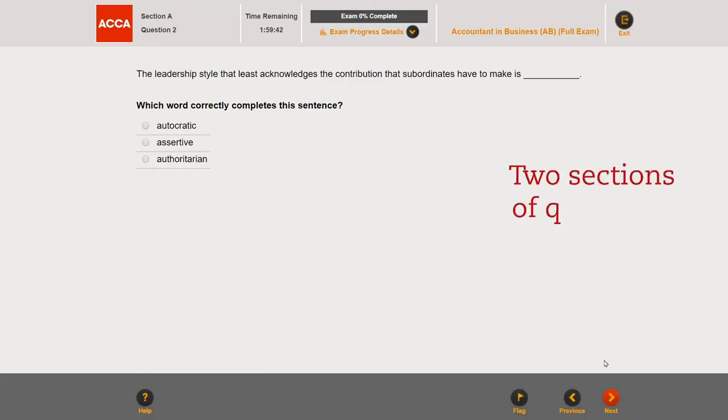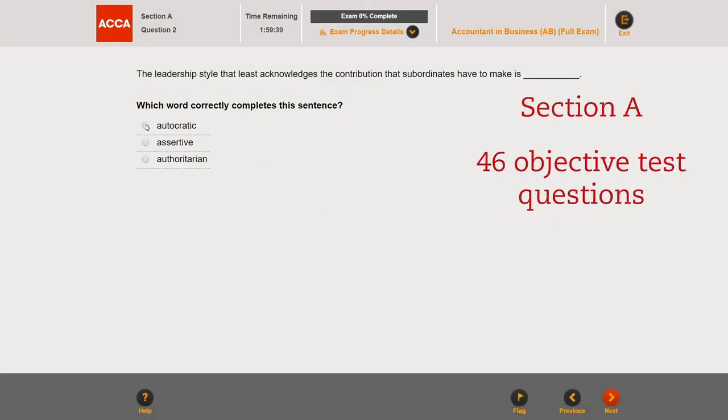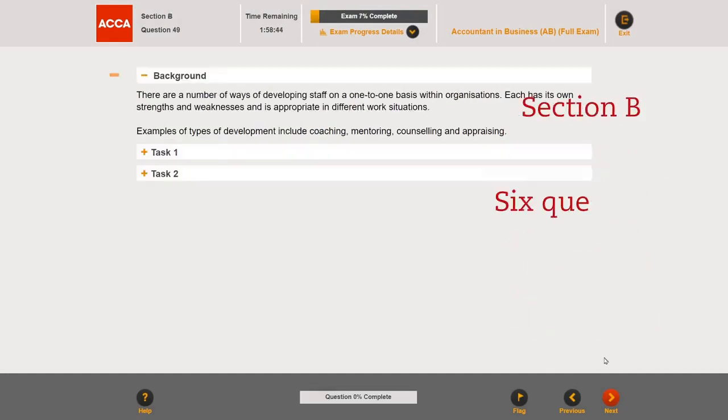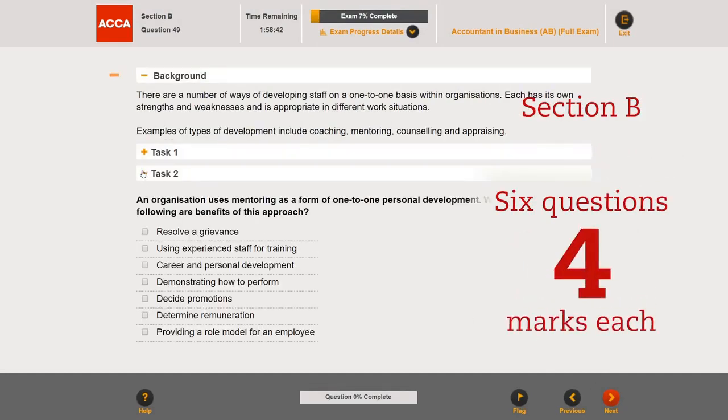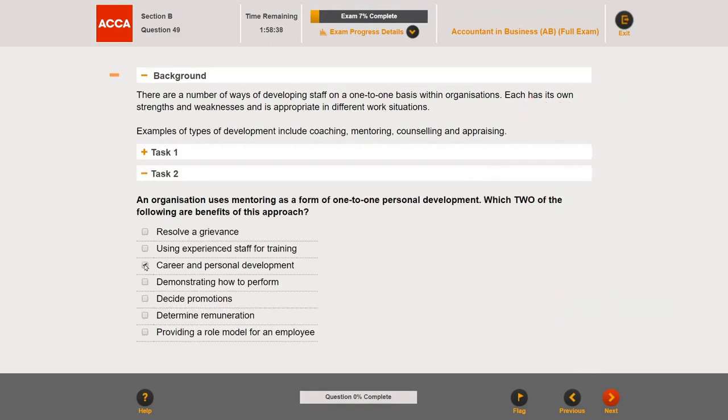The exam has two sections. The first part has 46 objective test questions worth either 1 mark or 2 marks. The second part has 6 scenario-based multi-task questions, each worth 4 marks. The time permitted to complete the paper is 2 hours.